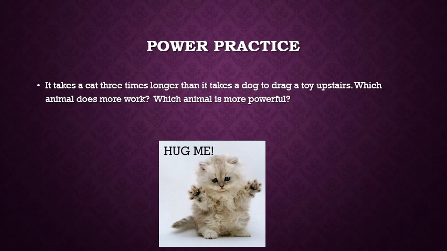Couple quick power practice problems. If it takes a cat 3 times longer than it takes a dog to drag a toy upstairs, the same toy, which animal does more work and which animal is more powerful? So pause to think about that for a minute. So both animals do the same amount of work because they're taking the same object and increasing its gravitational potential energy by the same amount. However, the dog is much more powerful than the cat because the cat has more time, which means, because of the inverse relationship between time and power, the dog is going to be more powerful.